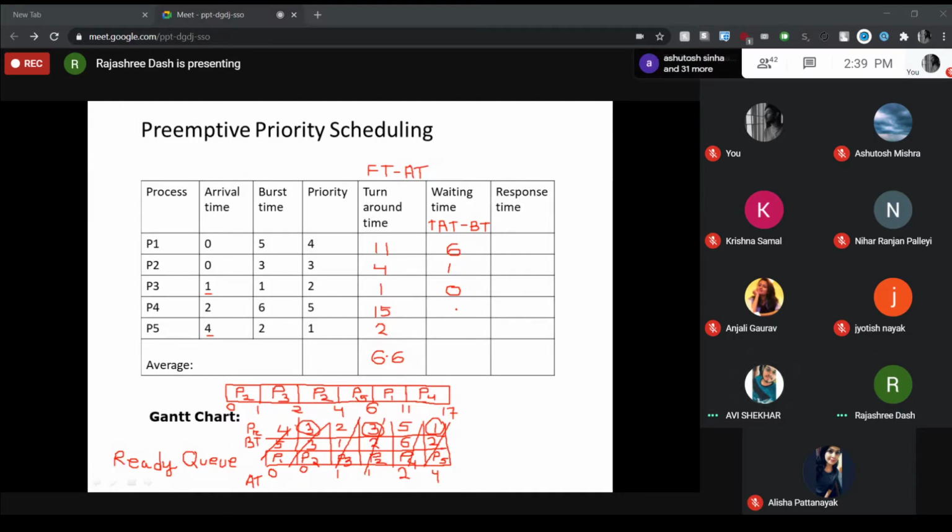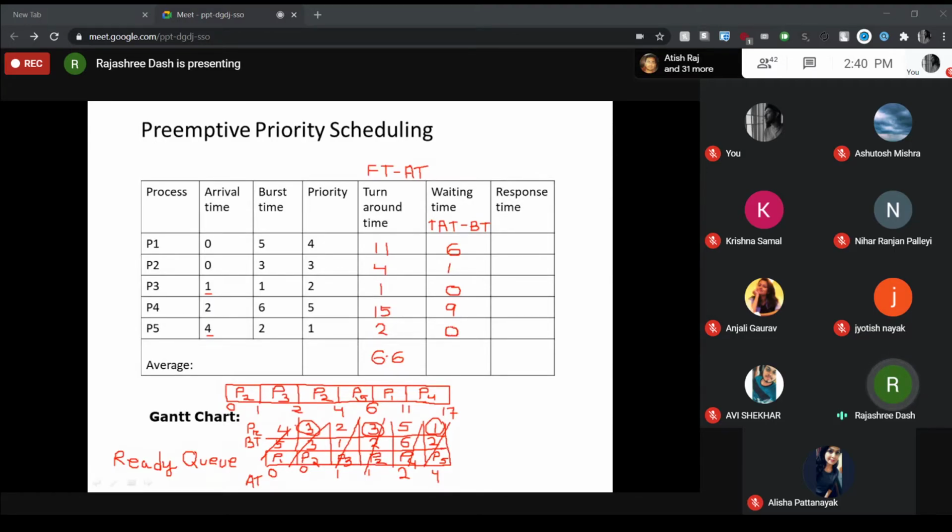Look at the formula. 15 minus 6, that is 9. Priority is not going to be used during calculation of your turnaround time, waiting time, and the response time. Next for P5, 2 minus 2, that is 0.